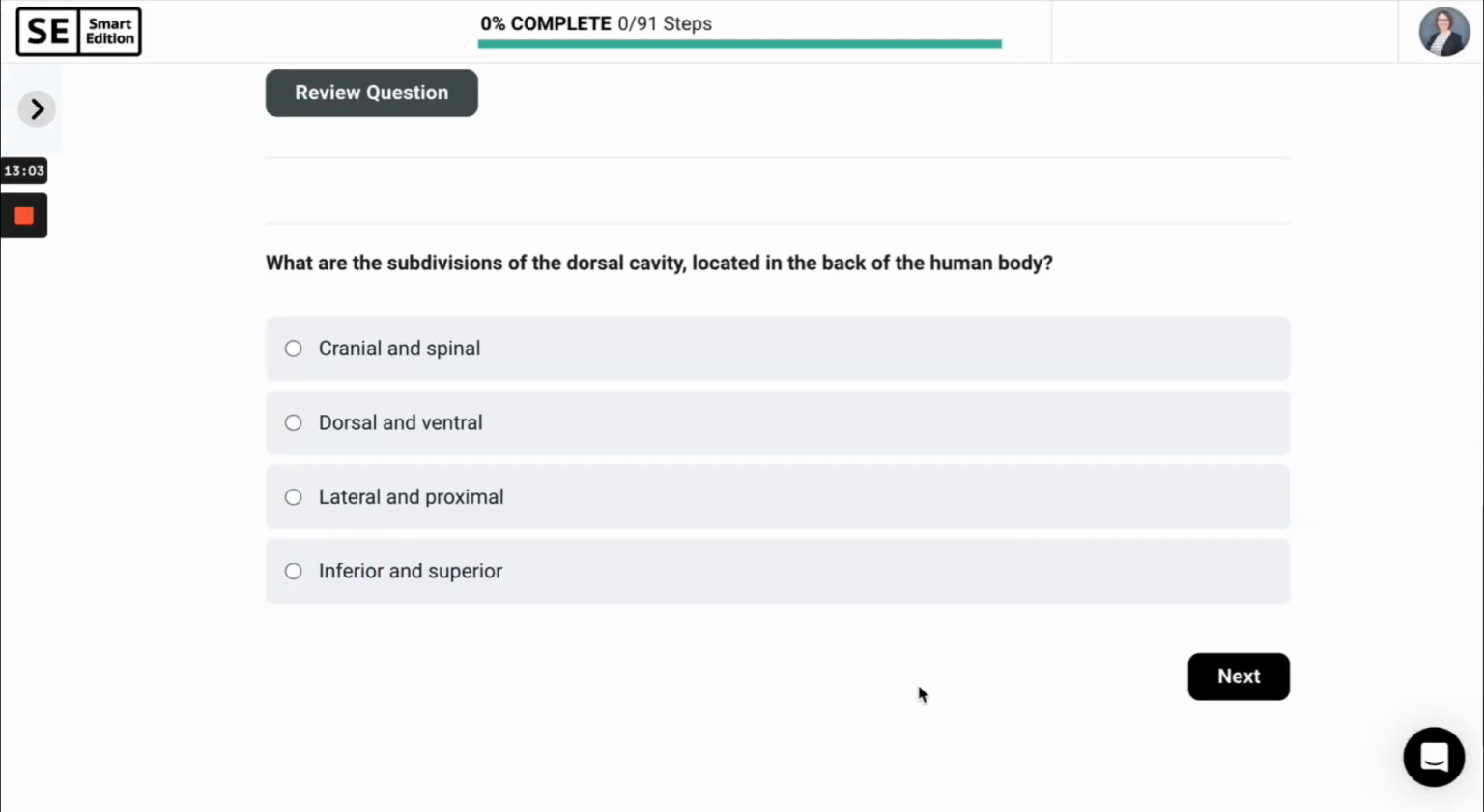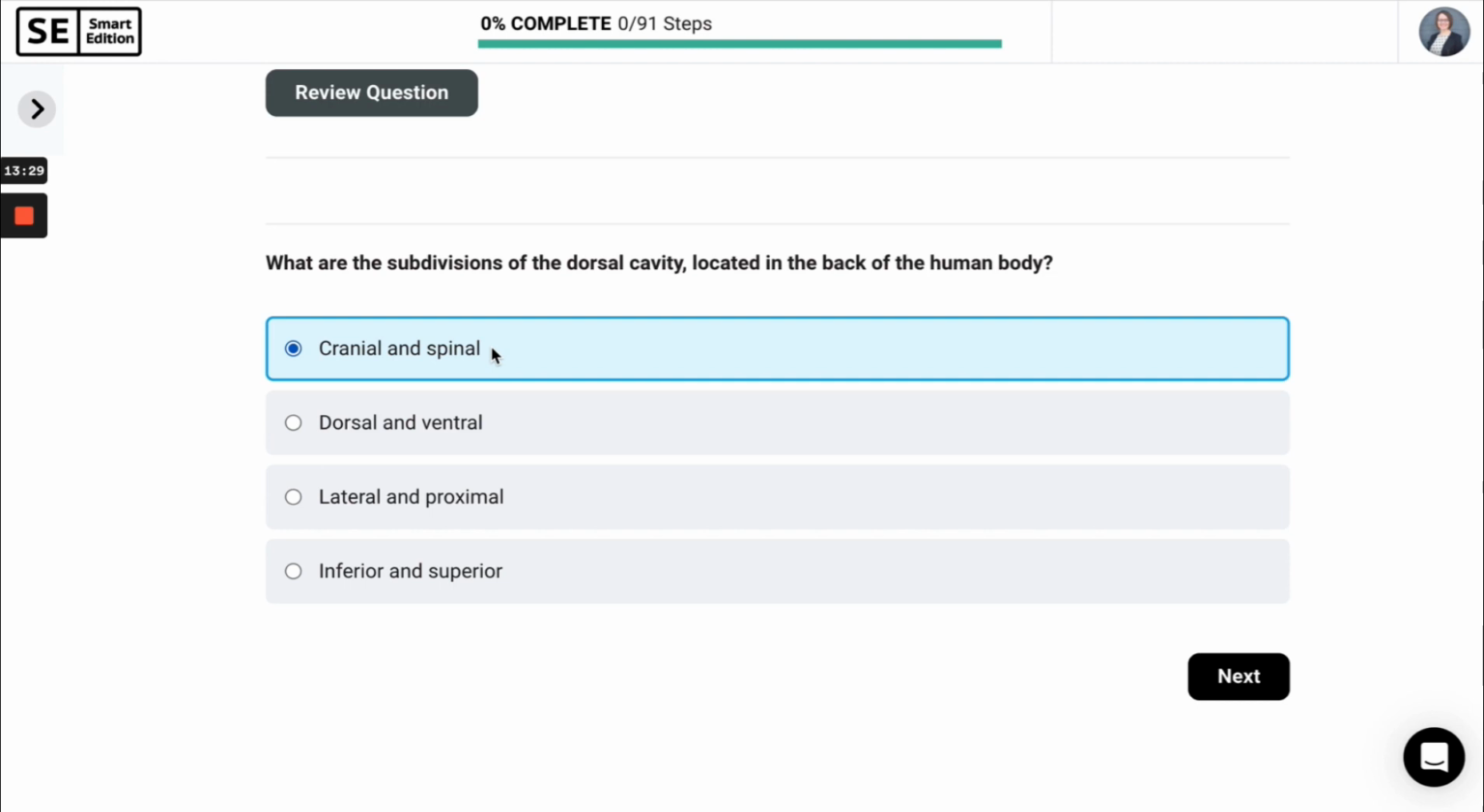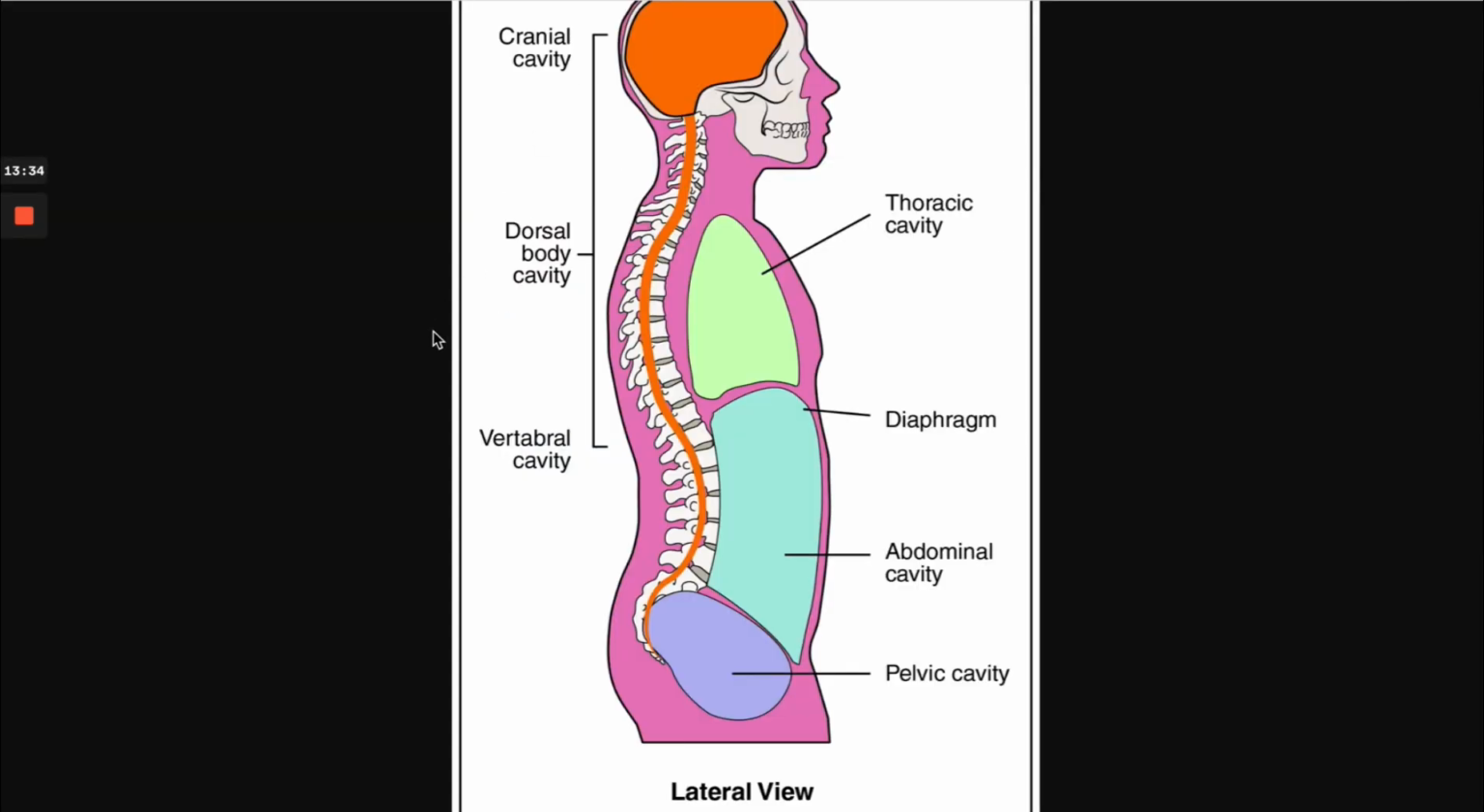What are the subdivisions of the dorsal cavity located in the back of the human body? Are they cranial and spinal, dorsal and ventral, lateral and proximal, or inferior and superior? The correct answer here is cranial and spinal. Let's go back to our picture of the body cavities. So dorsal essentially means towards the back.